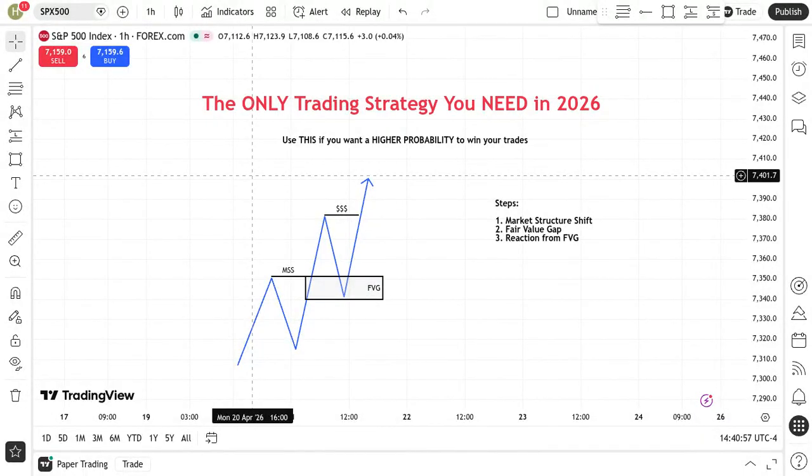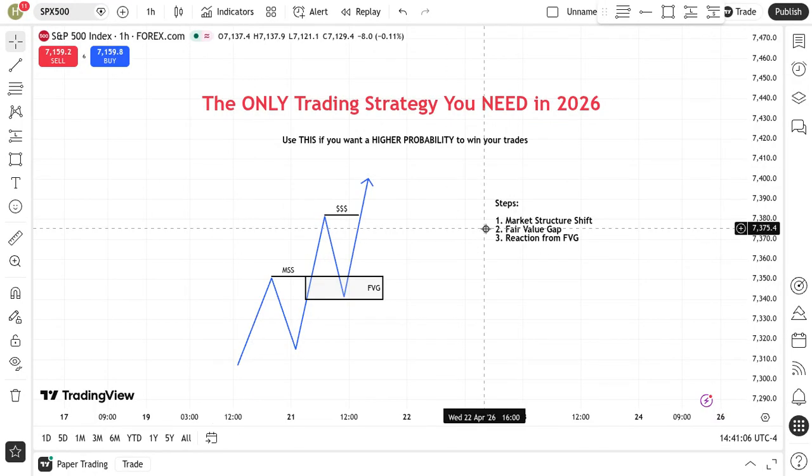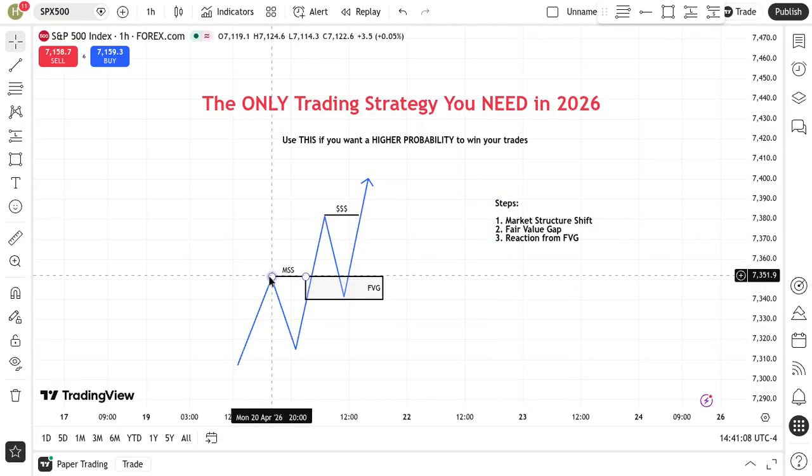This is the only trading strategy you need in 2026. Use this if you want a higher probability to win your trades. This is the step-by-step process. The first step is a market structure shift. As you see here in this simple example, we have a market structure shift.